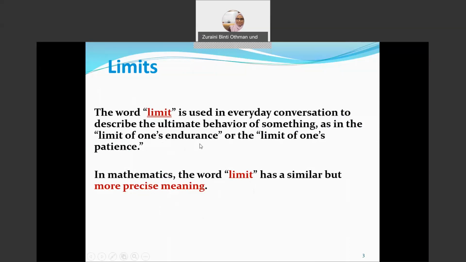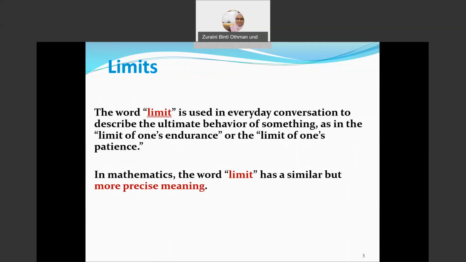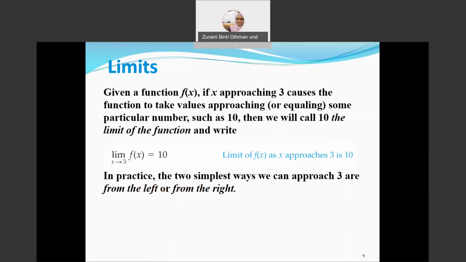The word limit is used in everyday conversation to describe the ultimate behavior of something, as in the limit of one endurance or the limit of one patience. In mathematics, the word limit has a similar but more precise meaning. So we want to continue with limit in mathematical way.